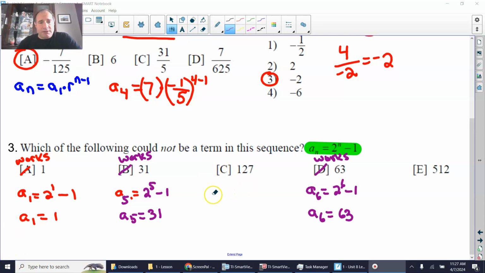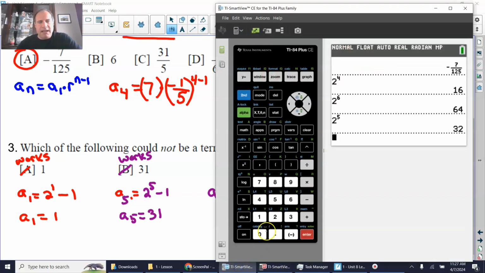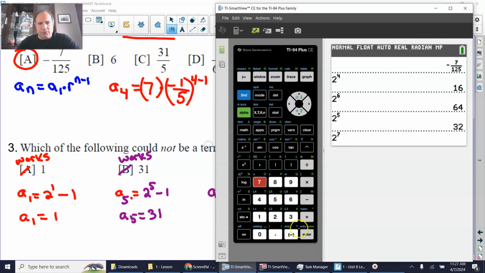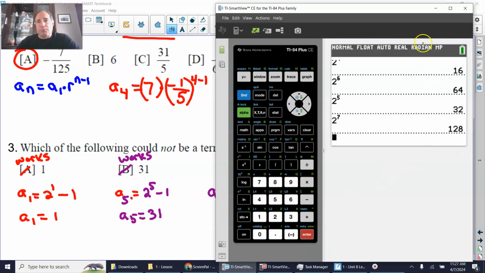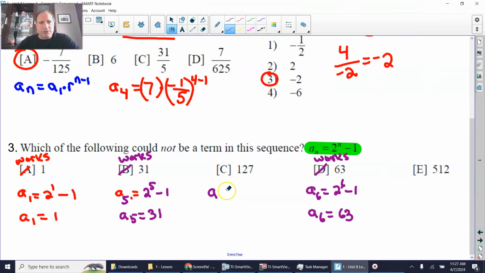Now, by process of elimination, I'm looking for an exponent of 2 minus 1 that will equal 127. 2 to the 6th is 64. 2 to the 7th, going up the ladder, is 128. 128 minus 1 is 127. So a sub 7 is 127. So this works.